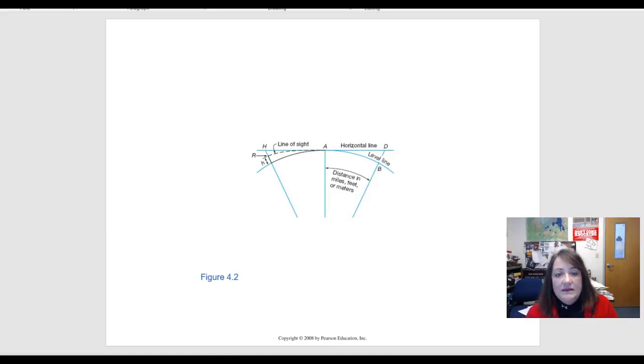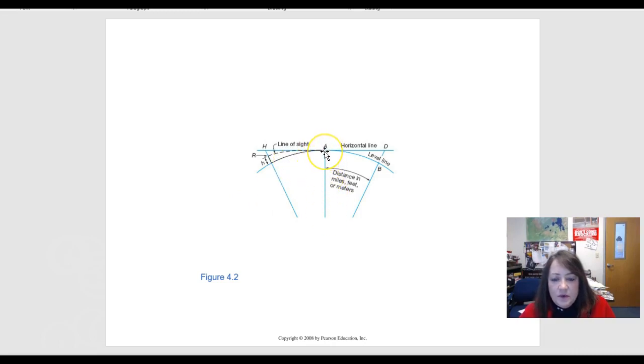Hi everybody, this is the second and final lecture from chapter 4 in your textbook. This has to do with the curvature and refraction of the Earth and how to deal with the correction for those two factors. There are two slides from the last lecture that we looked at.